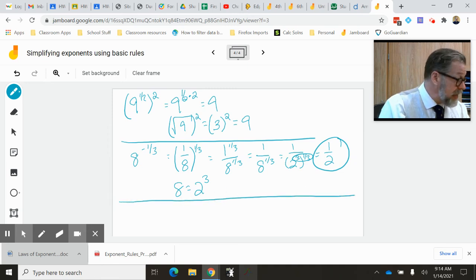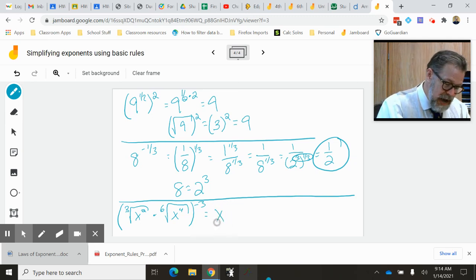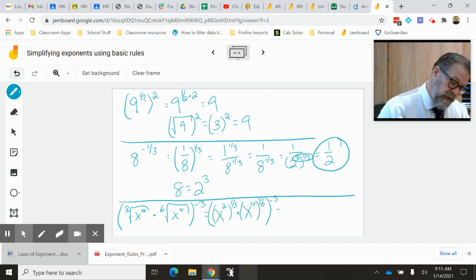One more quick example, and then I will honestly for sure be done. Let's look at the cube root of x squared times the 6th root of x to the 4th, all to the negative 3. I know this looks insane, but this is a good example of going the other direction. The cube root, I want to write this as x to the 2/3. Because this is x squared to the 1/3. In fact, here, let me take that extra step. This is x squared to the 1/3. This is x to the 4th to the 1/6. And we'll leave that as negative 3 for now.